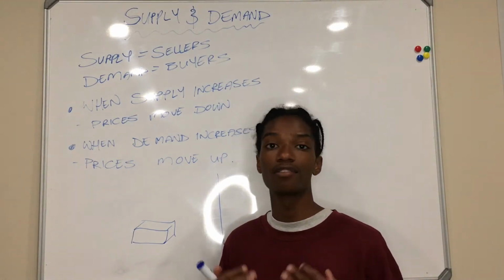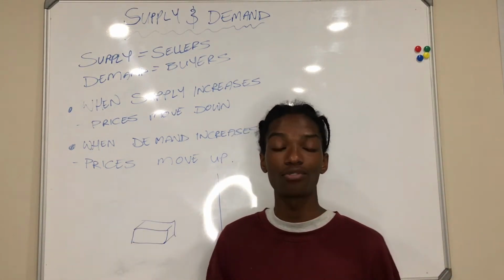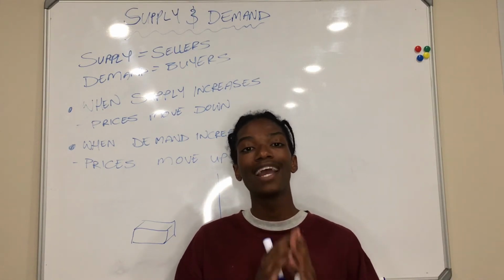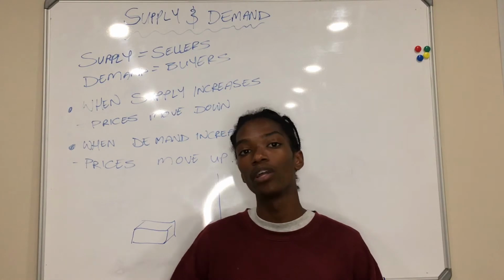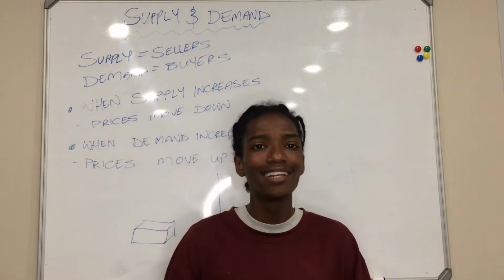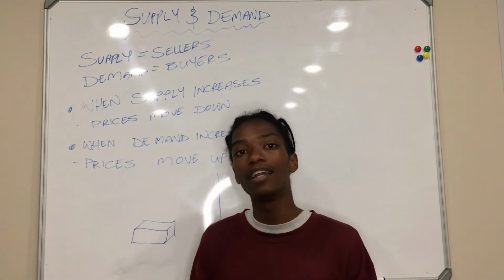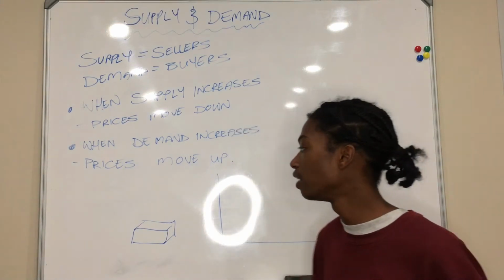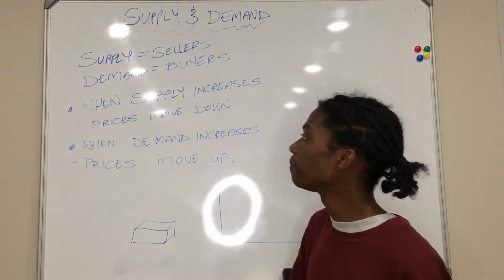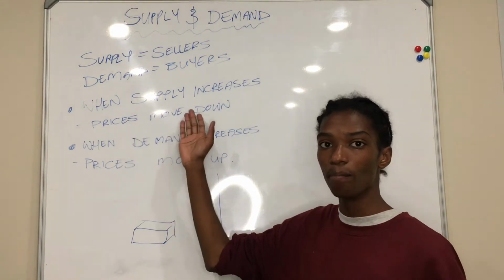Now this foundation is essentially more important than any other foundation when it comes to trading, because supply and demand are the two factors that move any asset class. Whether you're trading forex, commodities, metals, indices, futures, bonds, whatever it is, supply and demand is what moves that particular market. Now let's go into this, guys. So we have our first point here, that when supply increases, prices move down.